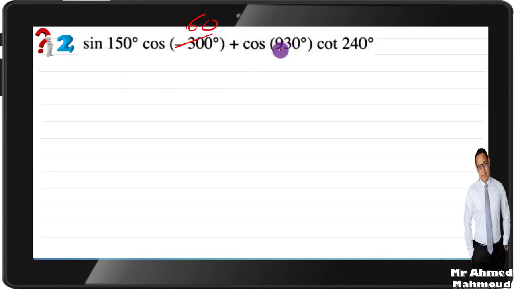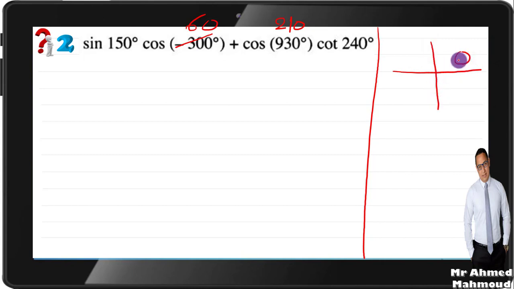Cosine 930. I will subtract 360, minus 360. It will be 210. Again, minus 360 two times, it will be 210. Okay, 240 stays the same, without change.